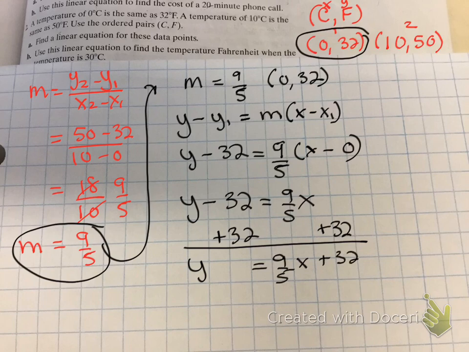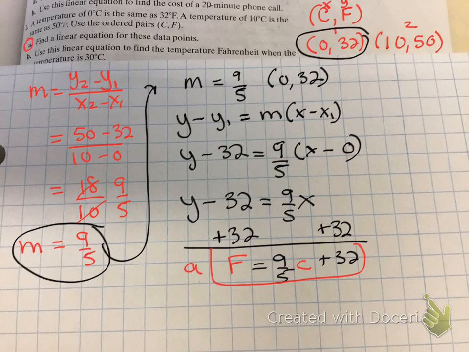Now, the thing I want you to remember is we need to finish this. Your x is really a C, and this is really an F, right? So I'd like you to write it in terms of C and F. Okay, now, that's part A. Right there is part A.